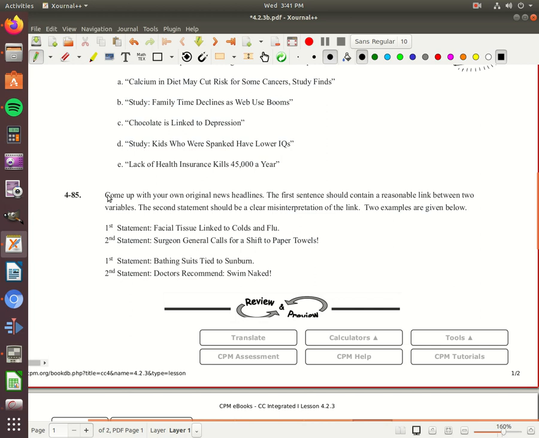I should just delete this last part off. Anyway, that's 423.